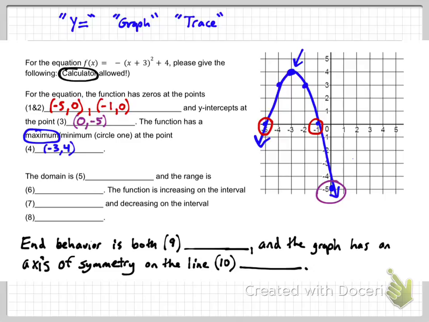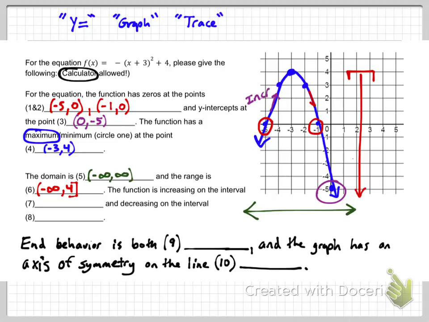That's the vertex. The domain is going to be all reals, from negative infinity to positive infinity. And the range goes from that point, from 4 and down, below 4. So we want to write that from negative infinity all the way up to 4 with a bracket. Don't forget the bracket. And don't forget to put negative infinity on the left, because we always put the smaller numbers on the left.